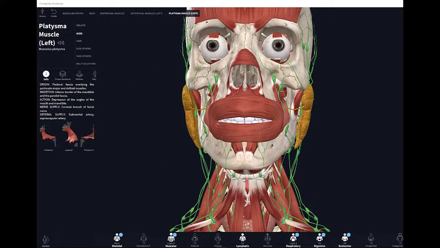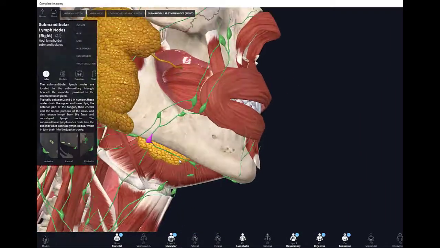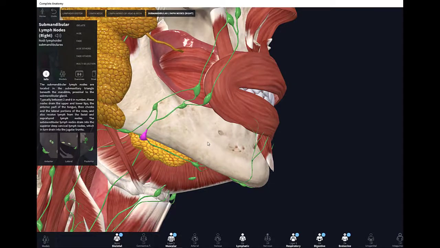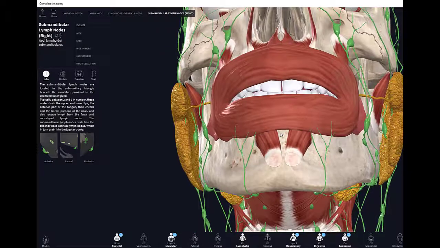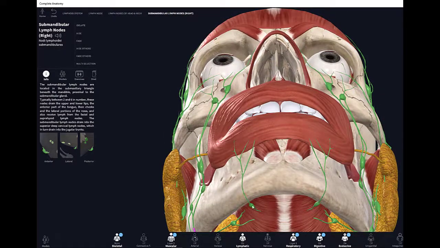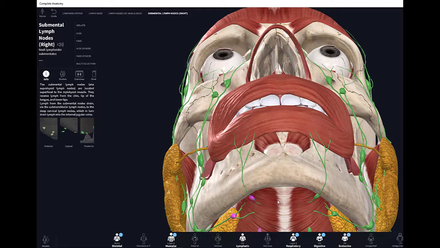Switching over to this view, lymph from the upper lip is drained together with lymph from the lateral parts of the lower lip, primarily to the submandibular lymph nodes, like this one right here. Whereas lymph from the medial part of your lower lip, as you can see in this region here, initially is going to pass to the submental lymph nodes that, as the name implies, are going to be just here in the mental region.